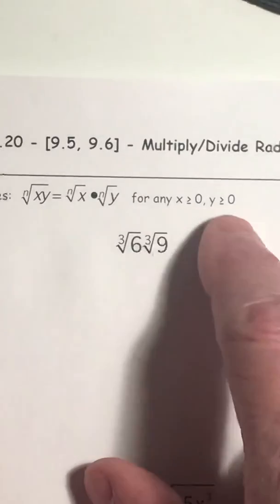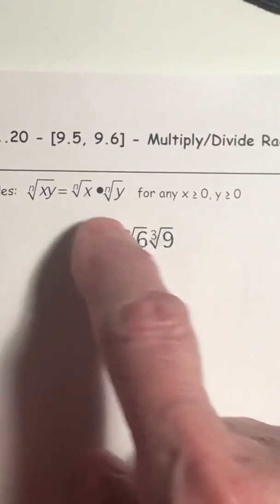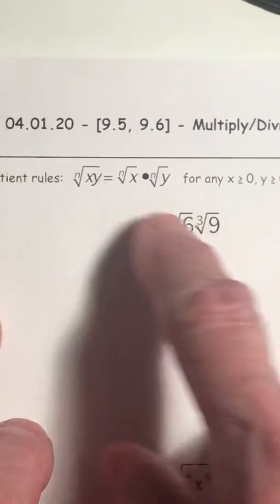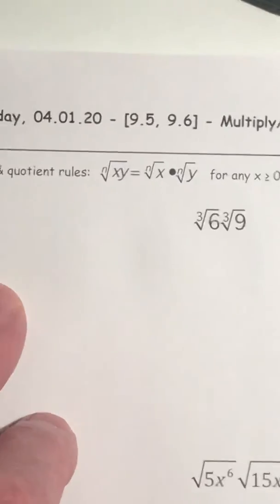And notice the disclaimer here that we want all non-negative values for x and y. If you have negatives in there, then you have to worry about is the index odd or even, but we're not going to tackle that right now.